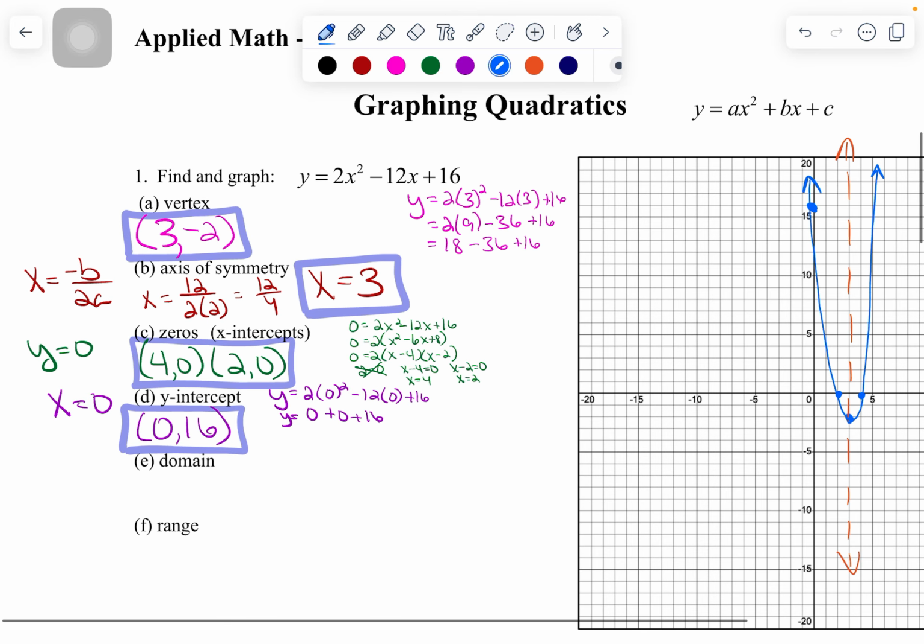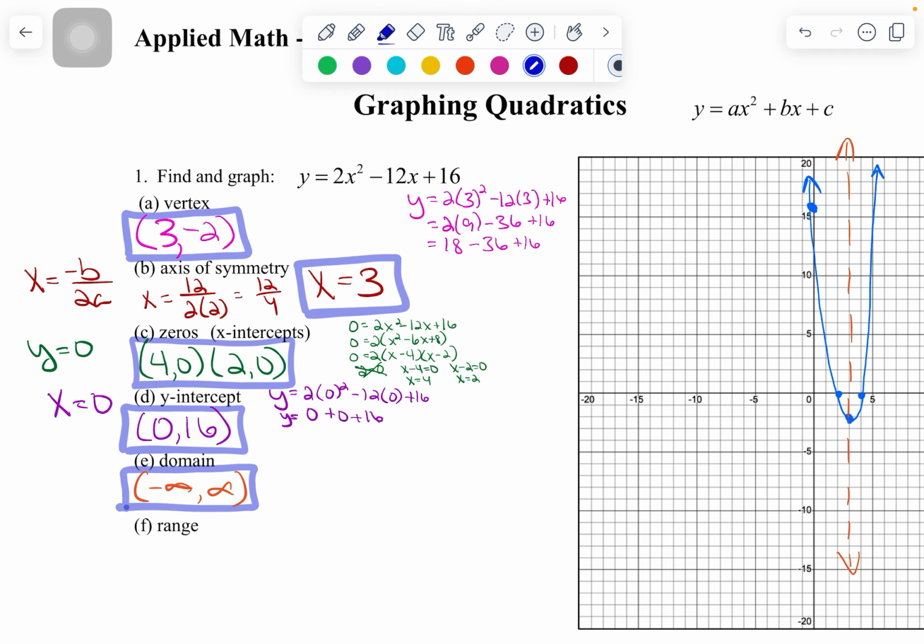All right, so we've got the curve in the right place. We've got the vertex, x symmetry, zeros, x, y-intercept, all the things. Domain here is going to be your possible input values. In this case, you can input anything. So x is from negative infinity to infinity for the domain.